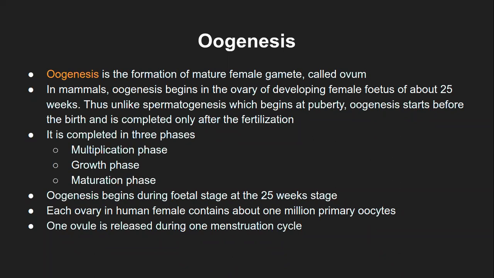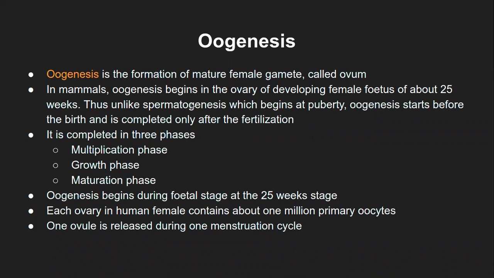So oogenesis is the formation of the mature female gamete, which is called the ovum. Like sperms, where we had different terminologies like spermatogonia, spermatid, spermatozoa or sperm, these were the different terminologies with respect to the male gamete. Similarly, in the case of the female gamete, we will have several such terminologies, and we will go over them one by one in sequence, so you will follow all of it. The formation of the mature female gamete, that is the ovum, is called oogenesis.